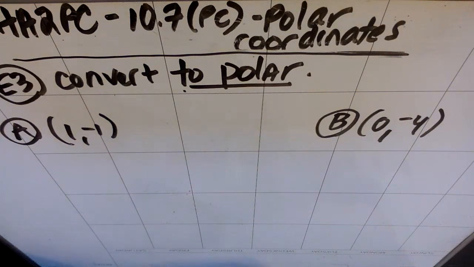This is Honors Algebra 2 Precalculus. We're doing 10.7 in precalc, which is polar coordinates. In example 3, we're asked to convert the rectangular coordinates to polar.